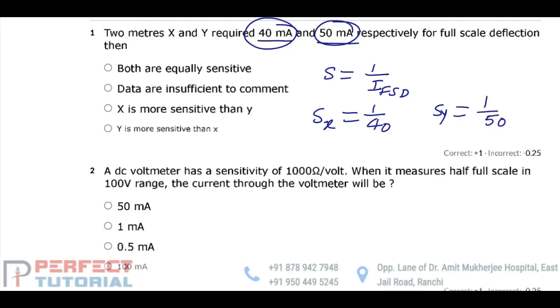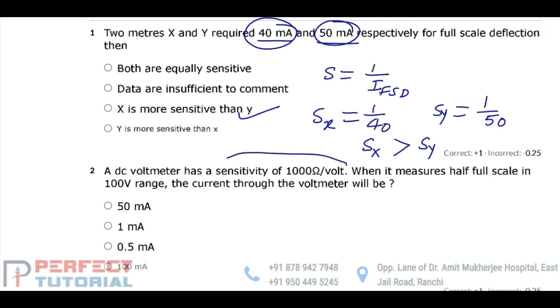Here you can compare SX and SY. So SX would be greater than SY. So answer would be X is more sensitive than Y. Next, a DC voltmeter has sensitivity of 1000 ohm per volt when it measures half full scale in 100 volt range. The current through the voltmeter will be.